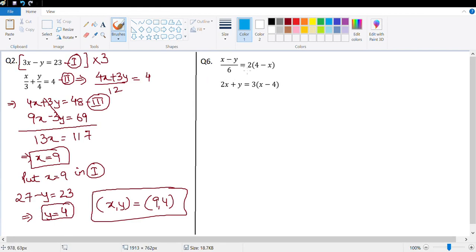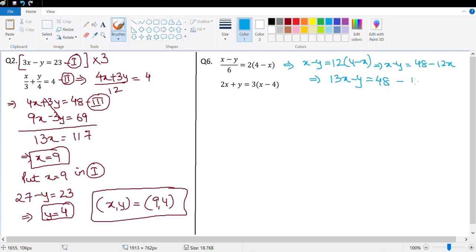So we have an equation in fractions. Let's first simplify this. So this would be x minus y is equal to 12 times (4 minus x). This would give me x minus y is equal to 12 into 4, that's 48 minus 12x. Let's take 12x on this side. So this gives me 13x minus y is equal to 48.